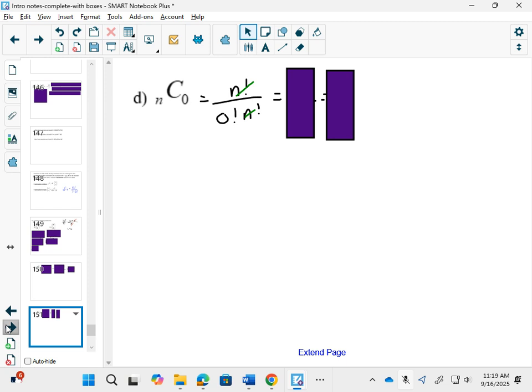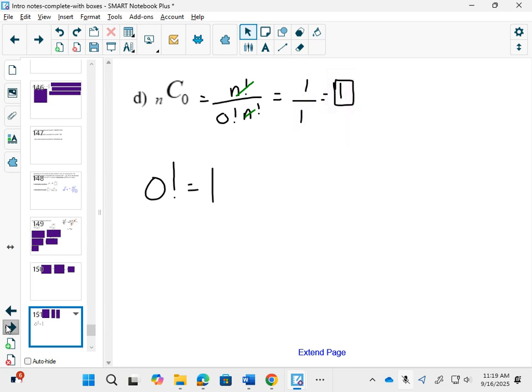0 factorial is its own special rule. It's always equal to 1. And so if you have n items and choose none of them, the answer is 1. There's one way to do that. Don't choose any of them.